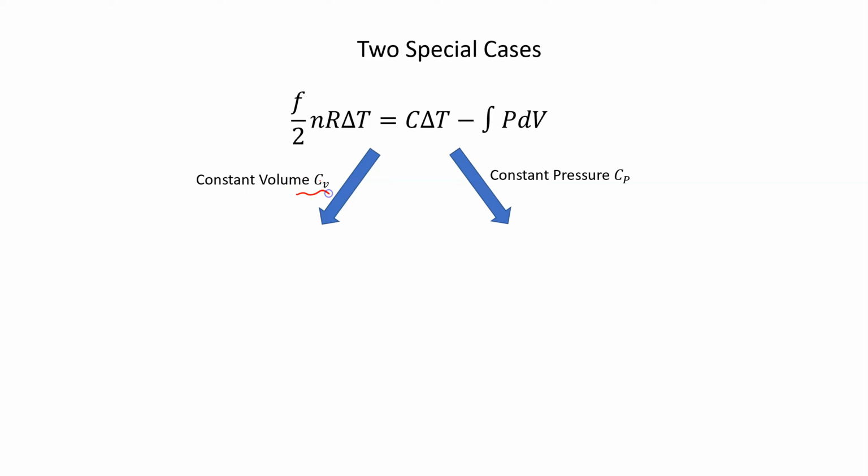One is constant volume and the other is constant pressure. You'll see why these are good cases to look at and why these are always the ones that are in the textbook. I mean, they're easy, but they're also very useful. Okay, so let's do constant volume first.